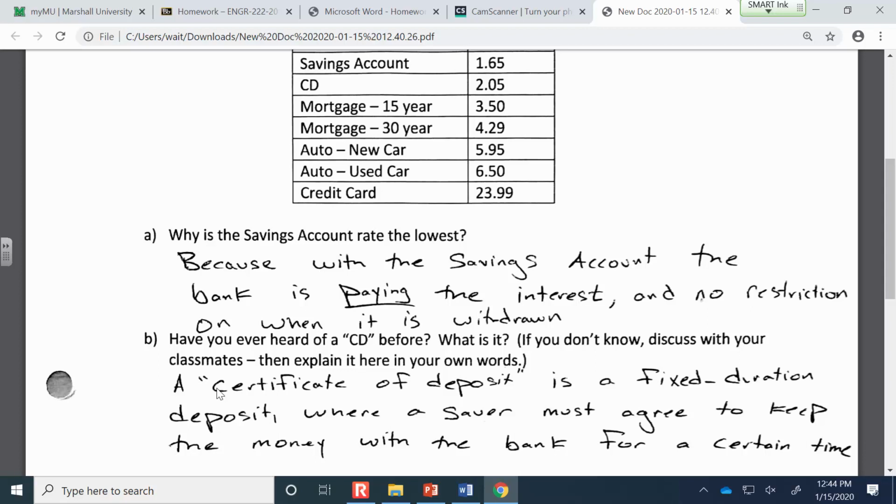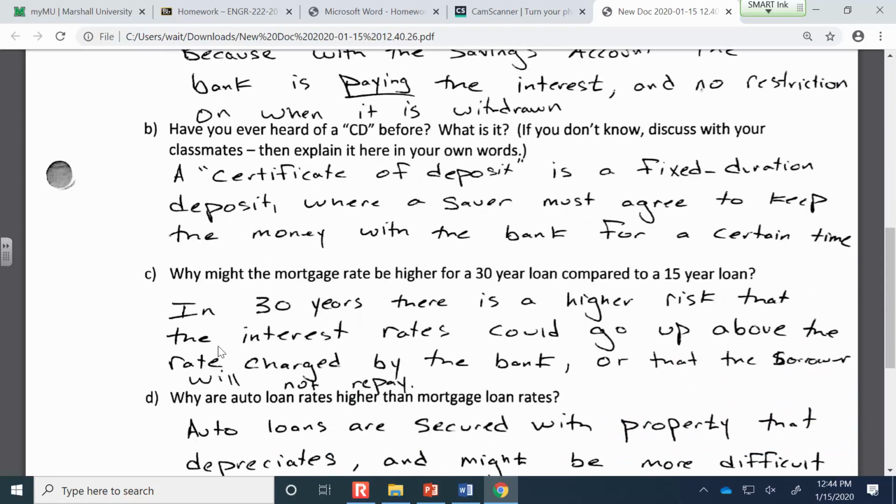All right, so here in C, why might a mortgage rate be higher for a 30-year loan compared to a 15-year loan?